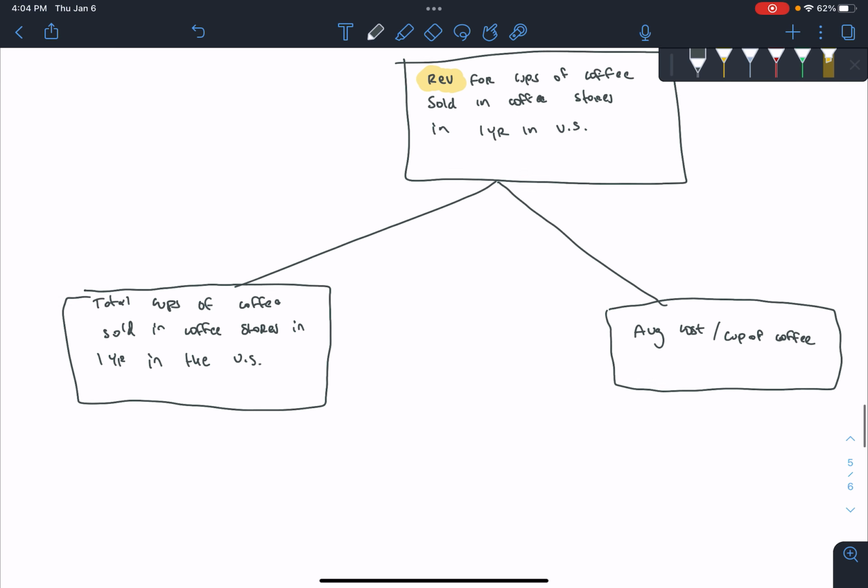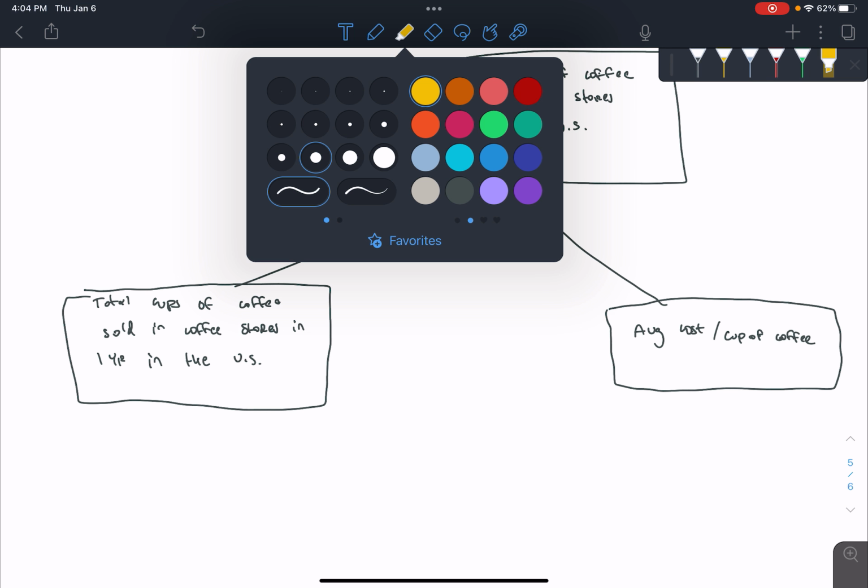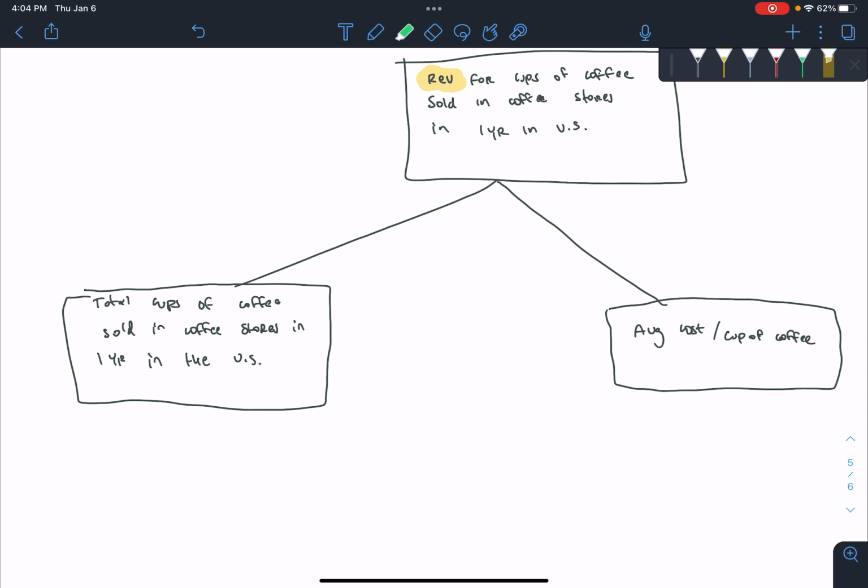That's why I say that sometimes, but not always, a way to get started is to look at the first word and figure out, how can I break that down? And you'll want to be specific with how you're breaking things down. The rest of the wording stays the same, right? Cups of coffee sold in coffee stores in 1 year in the U.S. is basically the same as cups of coffee sold in coffee stores in 1 year in the U.S. So I'm really just focusing on this revenue part when I'm breaking down these trees.